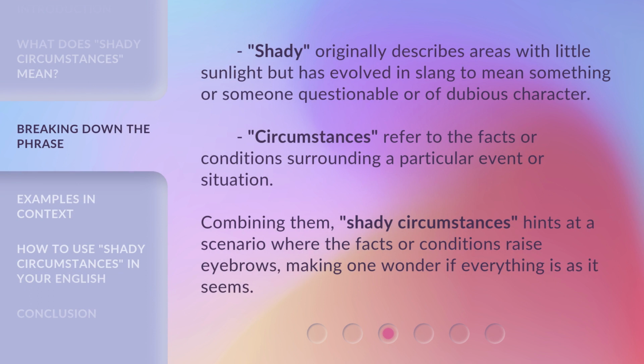Shady originally describes areas with little sunlight but has evolved in slang to mean something or someone questionable or of dubious character. Circumstances refer to the facts or conditions surrounding a particular event or situation. Combining them, shady circumstances hints at a scenario where the facts or conditions raise eyebrows, making one wonder if everything is as it seems.